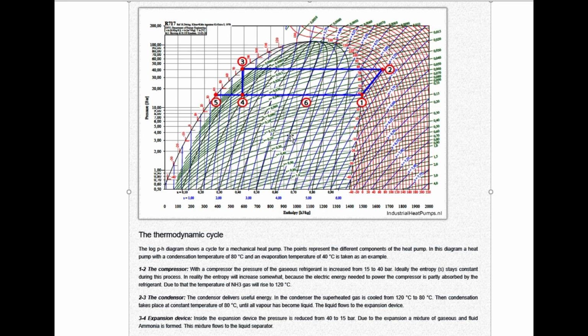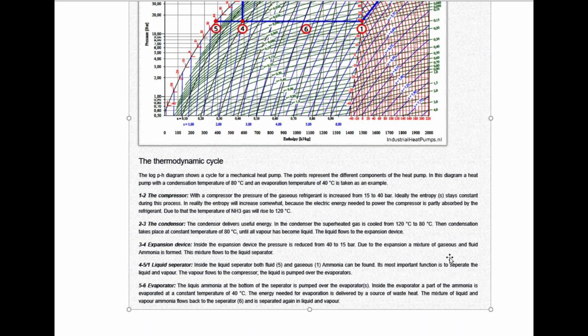So that's the basic. All heat pumps work basically on the same cycle. There are different fluids, as I said, and there are different types of compressors, but they all obey the same principles. Anyway, I hope that makes it a bit clearer.